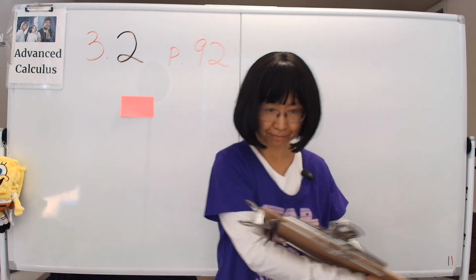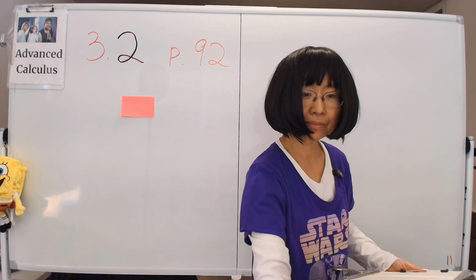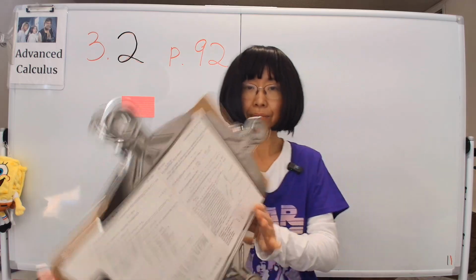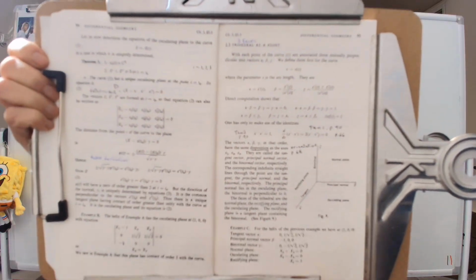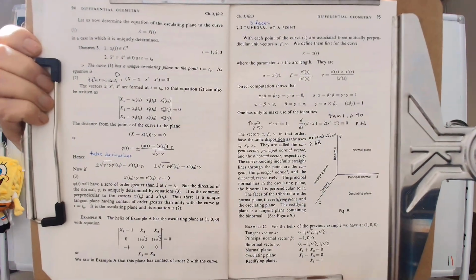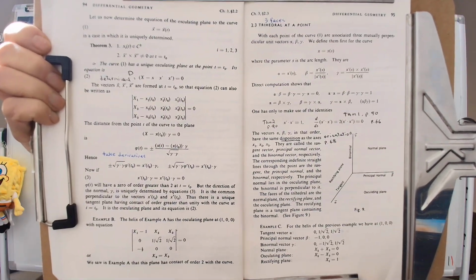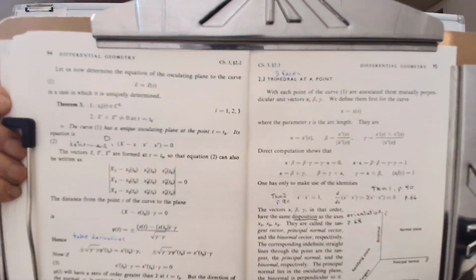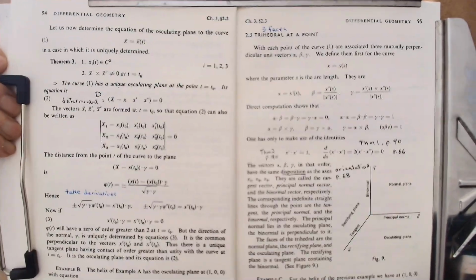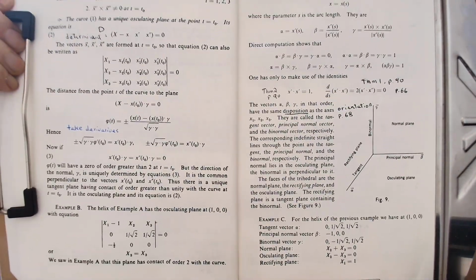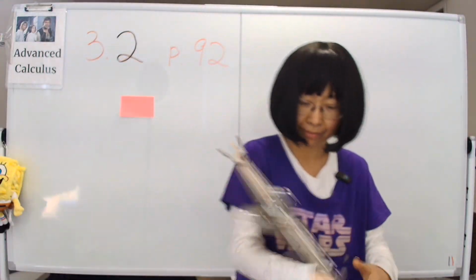Okay. All right, next, page 94, 95. Let's see, a little closer. Okay, and then a little closer on top and a little closer on the bottom. All right.